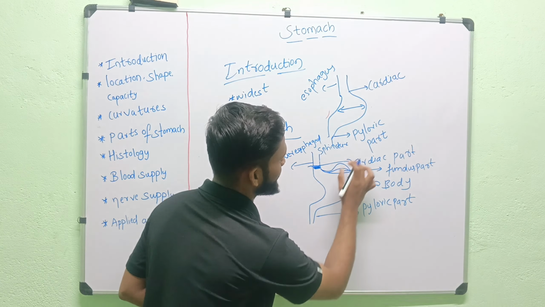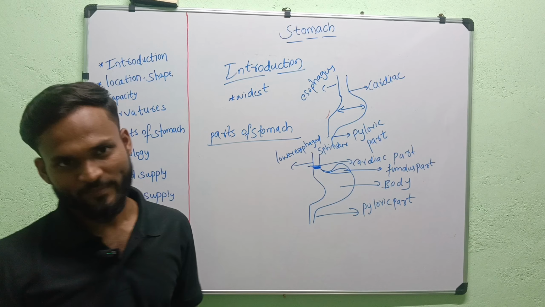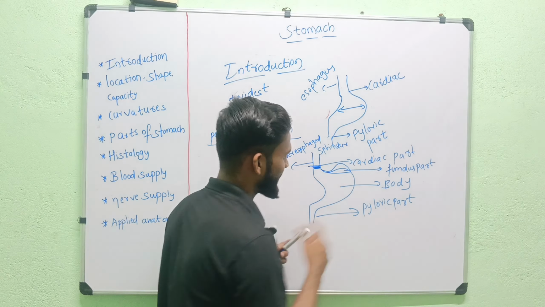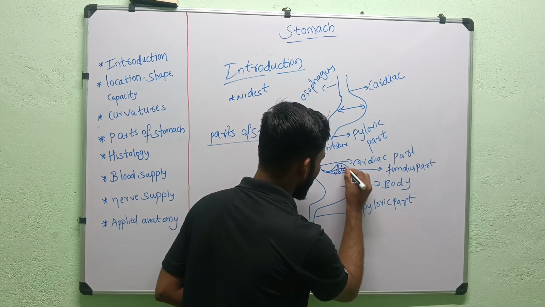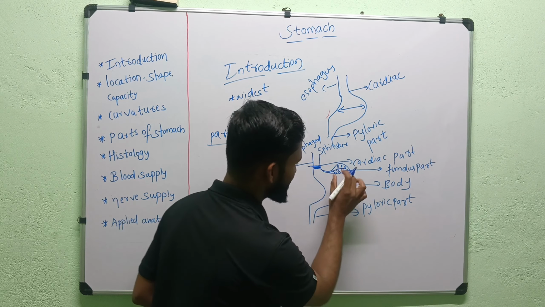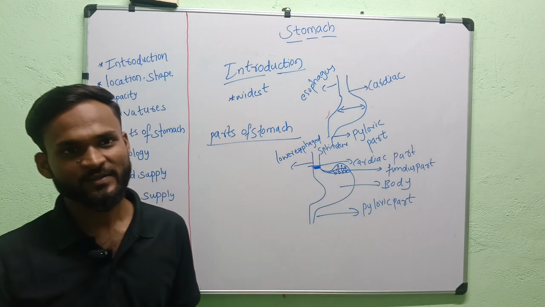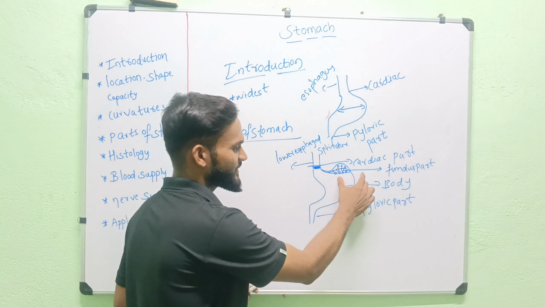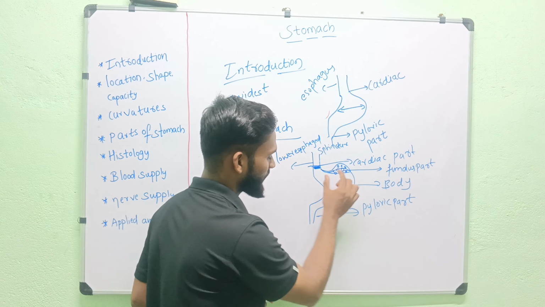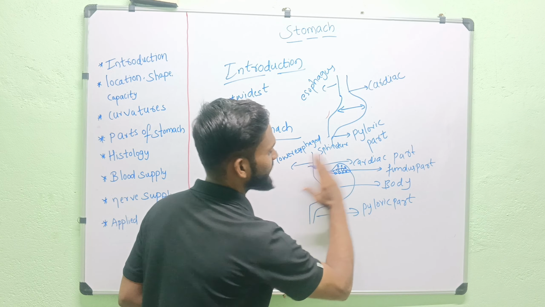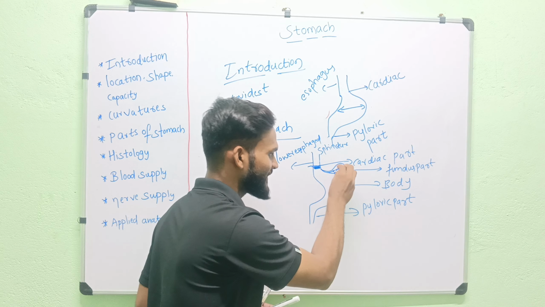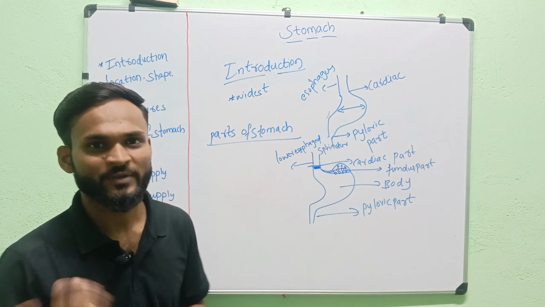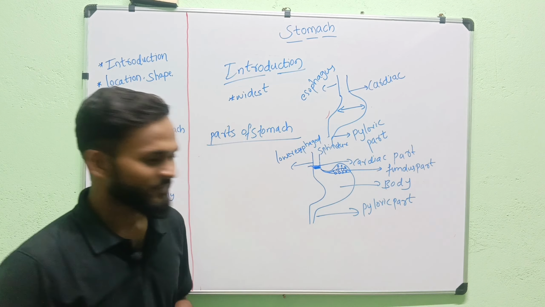Superior and left to your cardiac part, it is your fundus part. The fundus part has bubbles. If you see X-rays, there is a presence of bubbles in the fundus part. It is the second part of your stomach. The fundus is located just superior and left to your cardiac part, and it has bubbles of gas which are visible during X-rays. It is all about the fundus part.